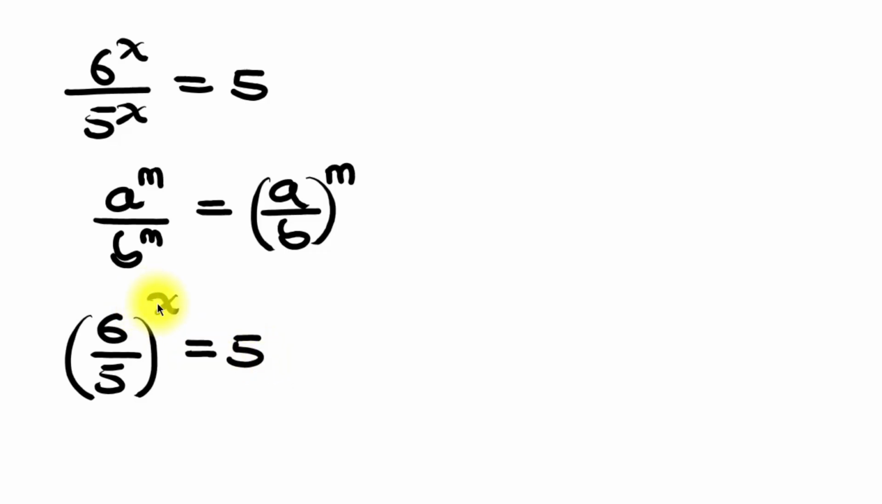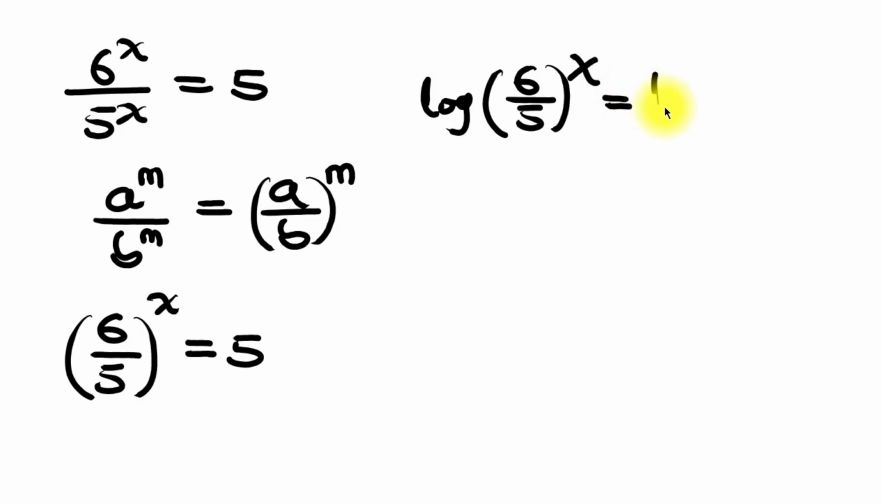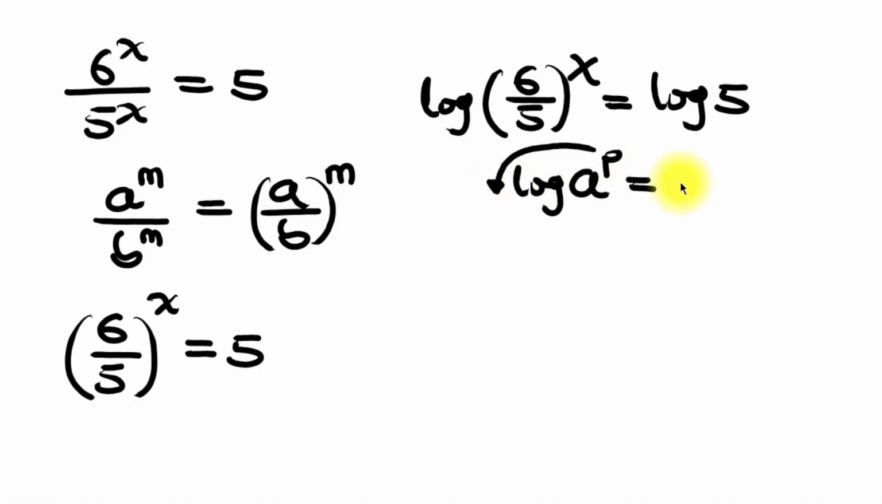Now, since the unknown is an exponent, we have to take the log of both sides in order to bring it down. So we have the log of the left-hand side, that is 6 over 5, all raised to the x, to be equal to the log of 5. Good. Now let's apply this property of logarithm that says that when I have the log of a to the power of p, we can drag this p to this position. So it becomes p times log a.